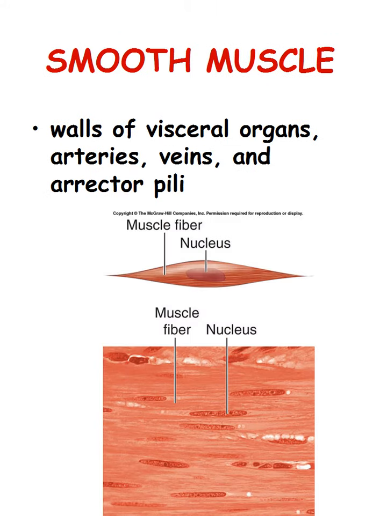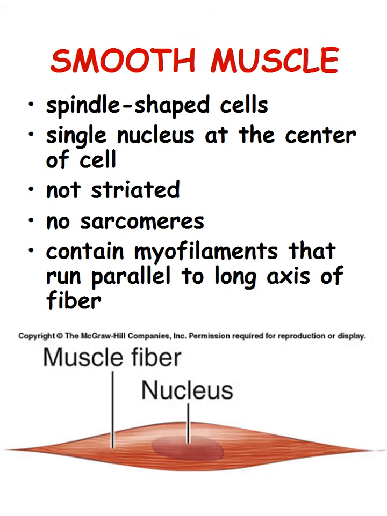Smooth muscle is found at the walls of visceral organs, within arteries, veins, and another one, the erector pili, which is found within our integumentary system. Smooth muscle is composed of short muscle cells that have a fusiform shape that are widest at the middle of the cell and taper off at each end. They have a single centrally located nucleus.